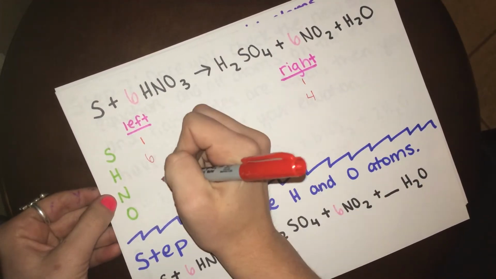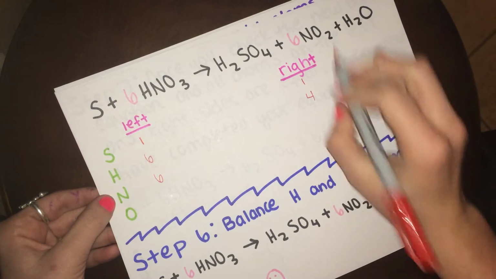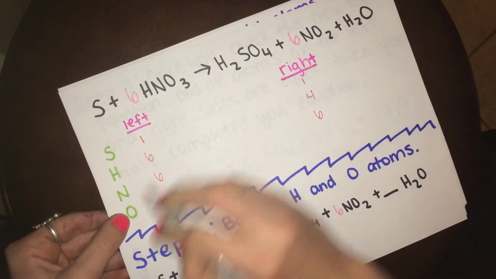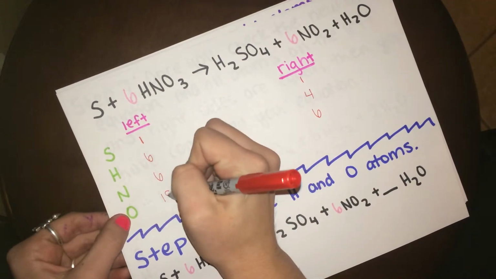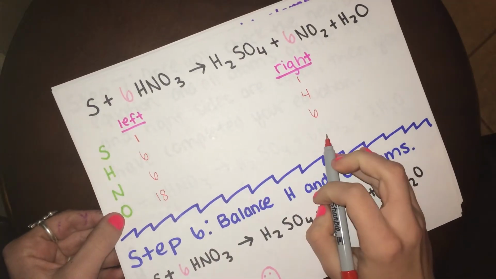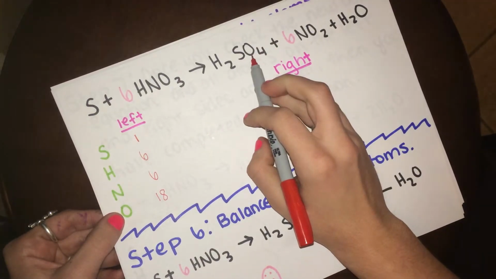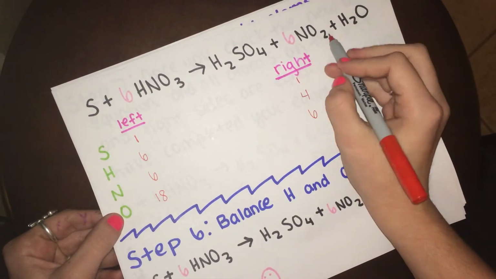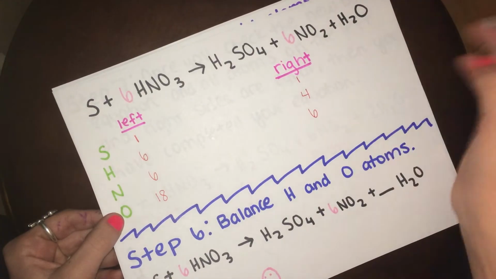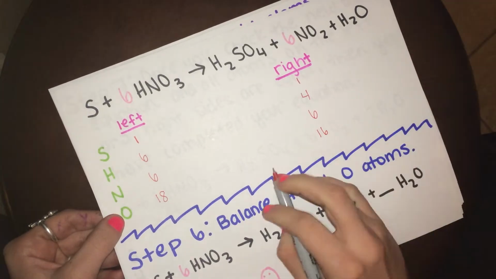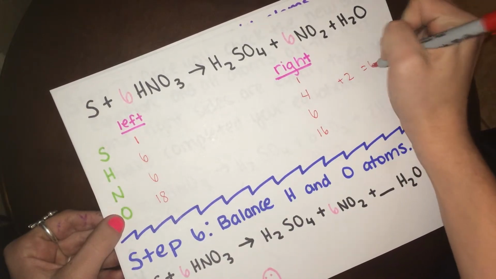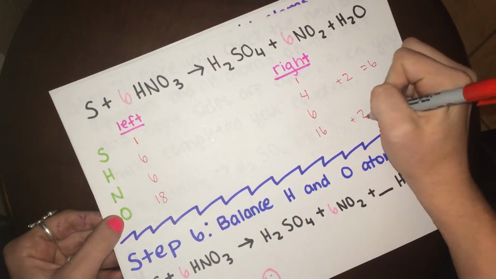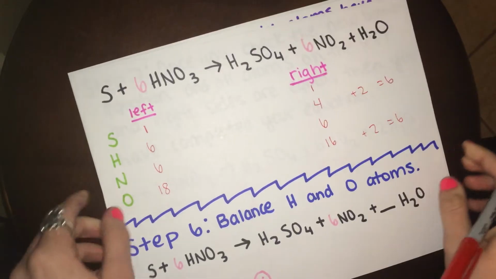With nitrogen, there's 6 nitrogen here, and with nitrogen, there's 6 nitrogen here. With oxygen, 6 times 3 is 18, so there's 18 oxygen on the left side, and with oxygen on this side, there is 4, and then 6 times 2 is 12, so 12 plus 4 is 16. So we need to add 2 to this side to get it to equal 6, and we need to add 2 to this side to get it to equal 6.